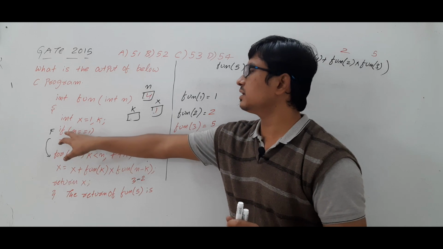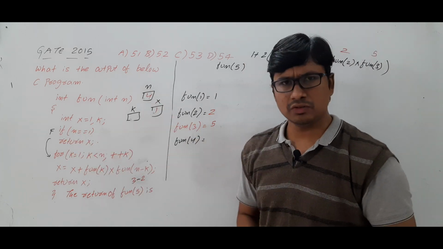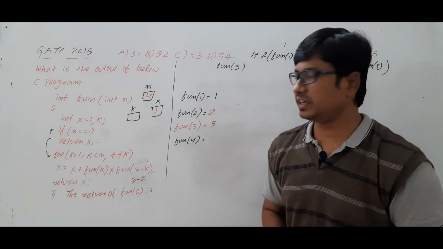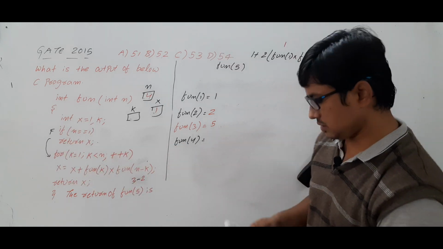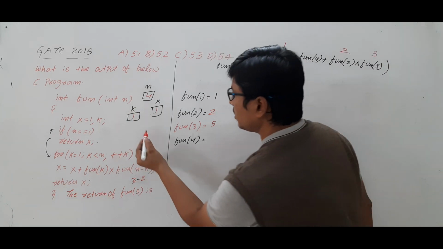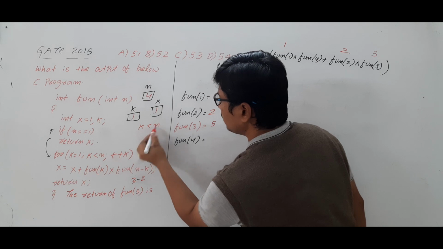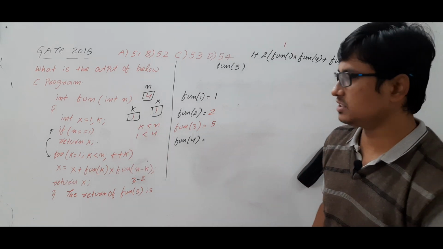Now you need to check the condition. If n is equal to 1 or not. Whether 4 is equal to 1? No, the condition is failed. So you will execute this for loop. k is equal to 1. So initialization k is equal to 1. k less than n or not, we need to check. k value is 1, less than 4. 1 is less than 4. Condition is true.